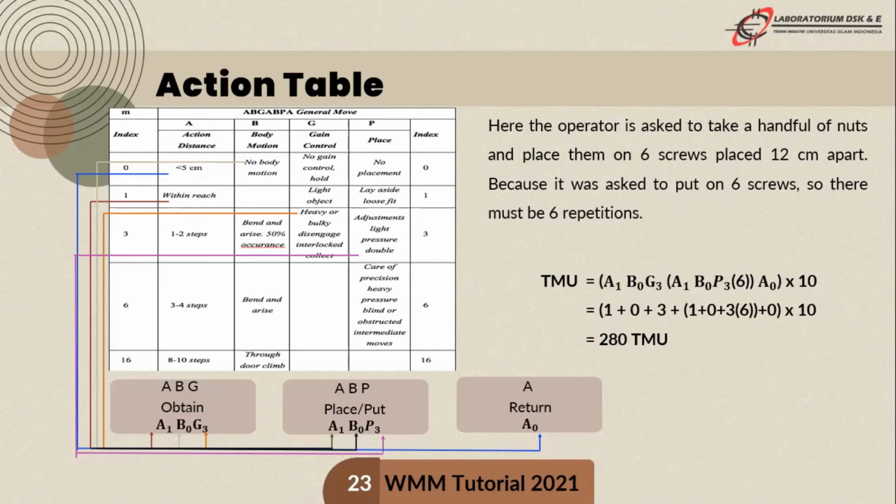We just determine which index the activities A, B, G, and P fall into. And then, because it has 6 repetitions, we multiply it by 6, and then multiply it by 10 because of the formula. And then we get 280 TMU.